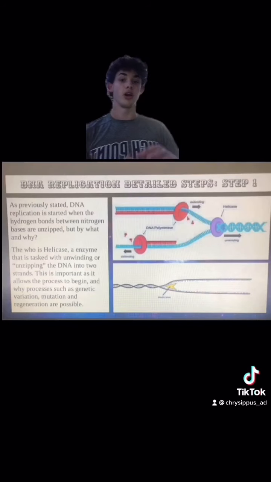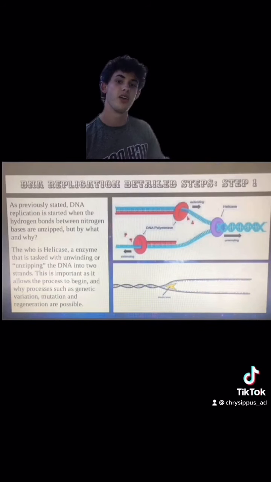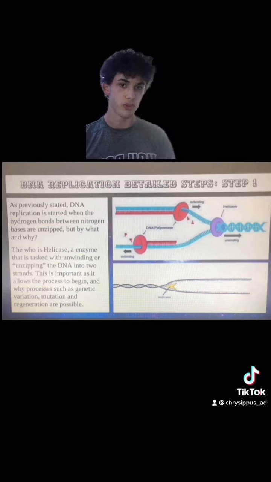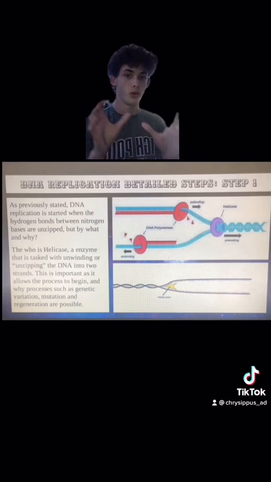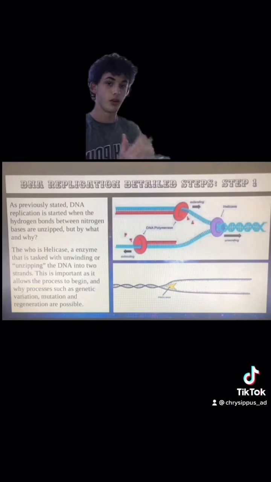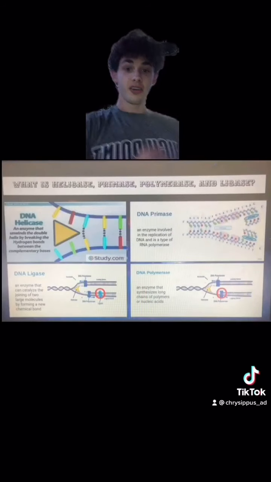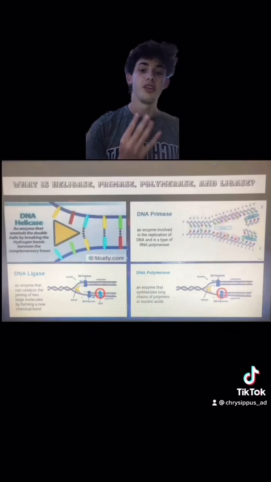Okay, the 4-step process, or the detailed steps, start off the same as the 3-step, more simple steps. So, again, the DNA is unzipped, but this time they explain what unzips it. The what? Helicase. It's an enzyme. What's an enzyme? These are enzymes. The 4 enzymes that make up DNA replication.